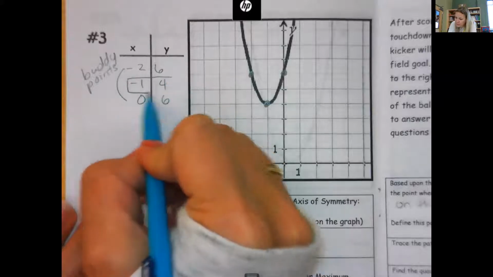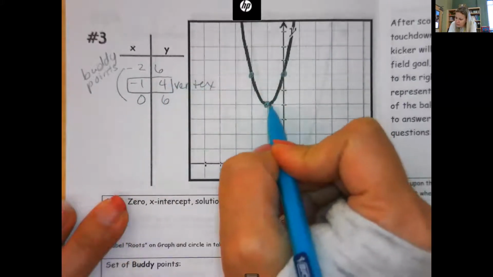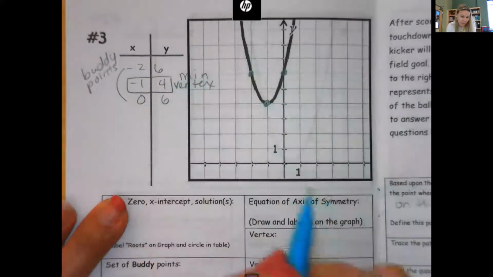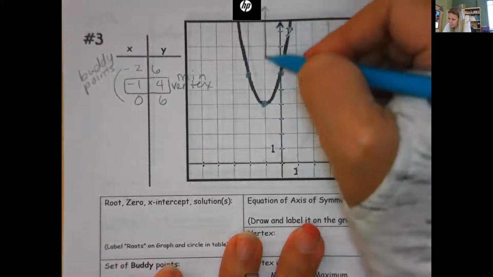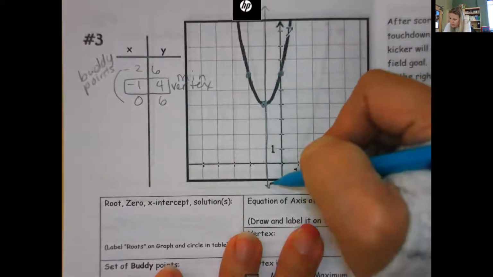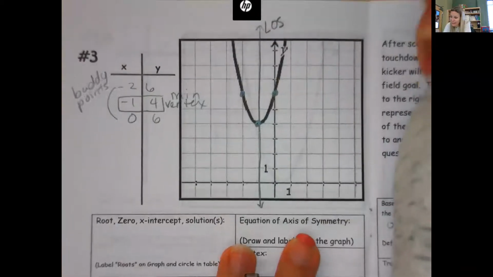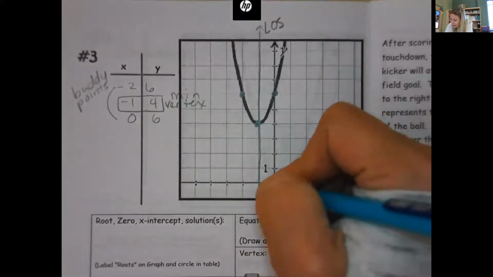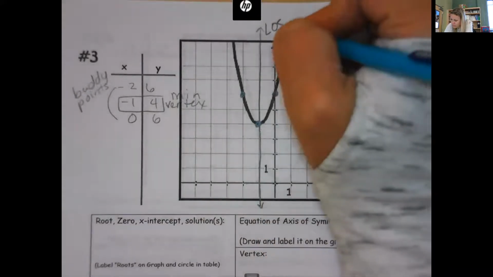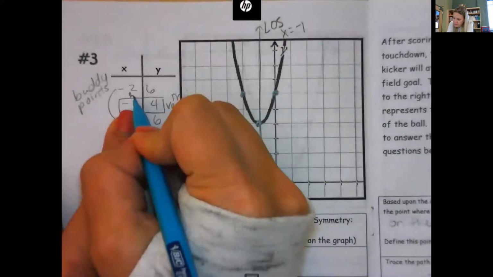This one does not have a buddy point, so this is a vertex. And if we look at our picture, it is at the bottom of the parabola, so this is actually a minimum vertex. Through this minimum vertex, we can draw a vertical line. Remember, this is our line of symmetry or axis of symmetry. And it is crossing the x-axis at -1, which remember, this is our HK.